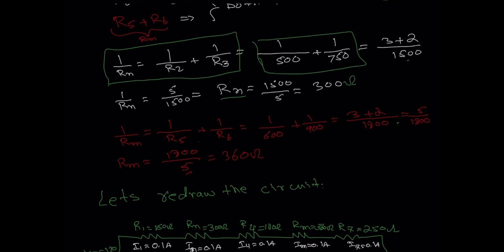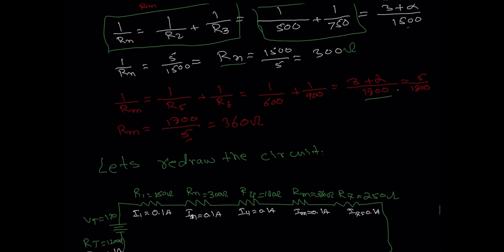In the same manner we will find 1 over Rm, and that is 1 over R5 plus 1 over R6. Plug in the values for each resistor, and you have an LCD right here. 1800 divided by 6 is 3, 3 times 1 is 3, 1800 divided by 9 is 2, 2 times 1 is 2, so 2 plus 3 is 5, 5 over 1800.